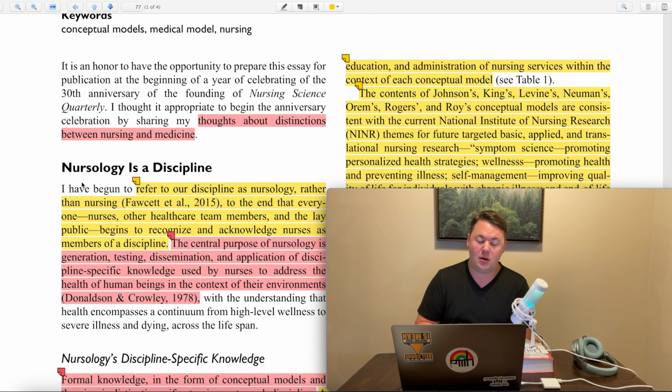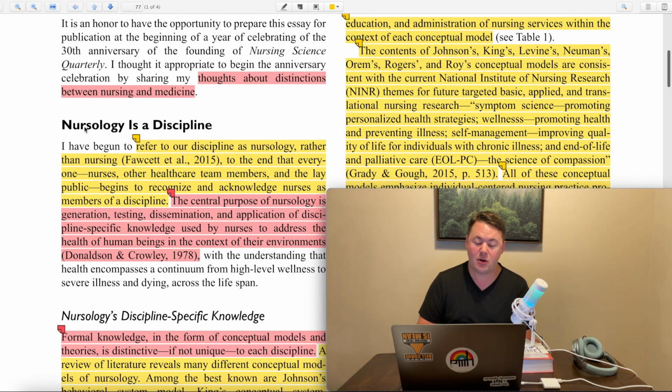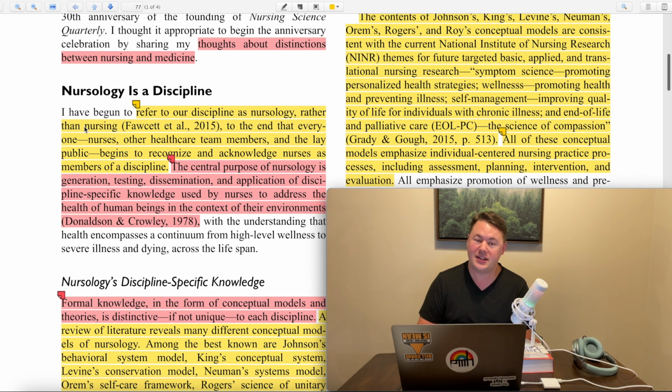So, prefacing again with my utmost respect, all due respect for Dr. Fawcett, let's go through this 2017 paper. The first subsection of her paper is that nurseology is a discipline. I want to take a moment to say that the claim was made on my interview podcast with her and in some of her work that I've read in other places, that we should refer to nursing as nurseology.